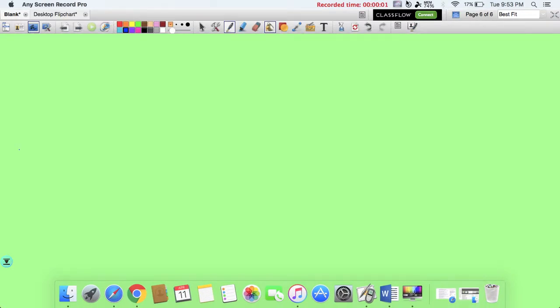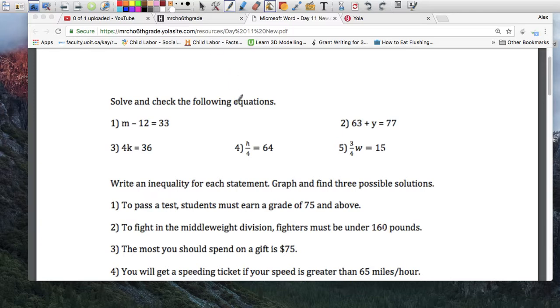This is day 11, I believe. Alright, so let's start solving. Alright, so I'll do this here. n minus 12 equals 33. So we want to use inverse operations to show how we find the value of n.